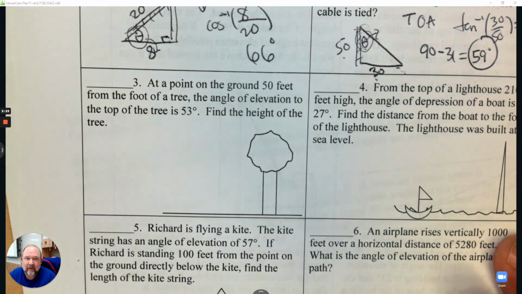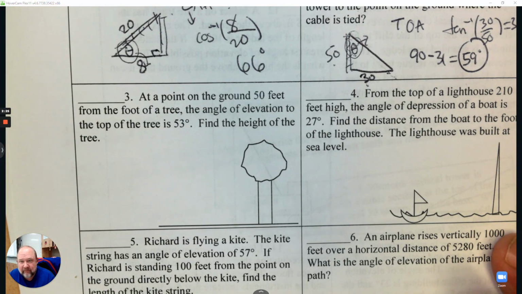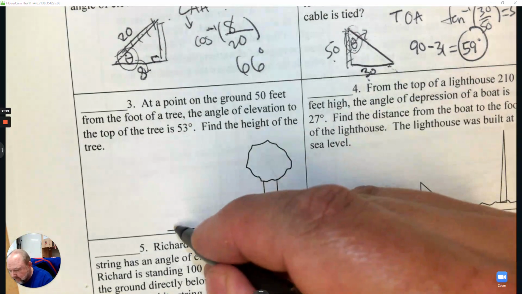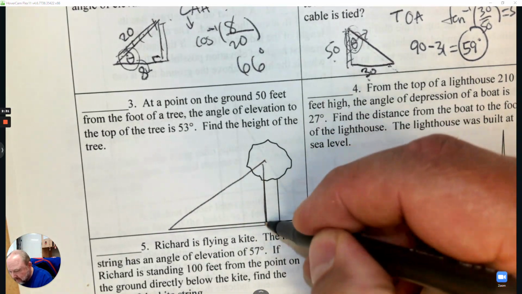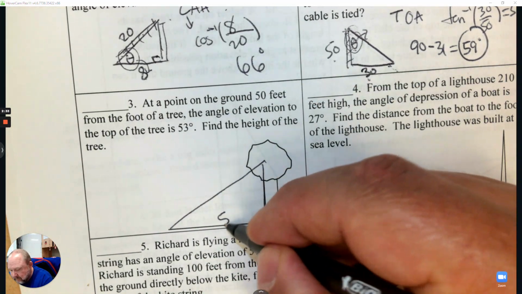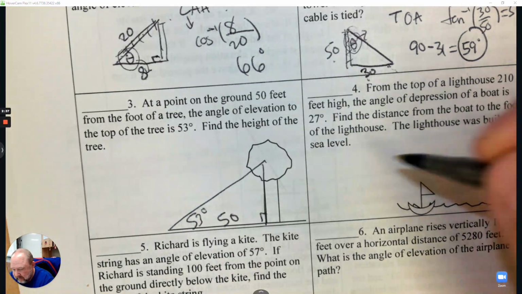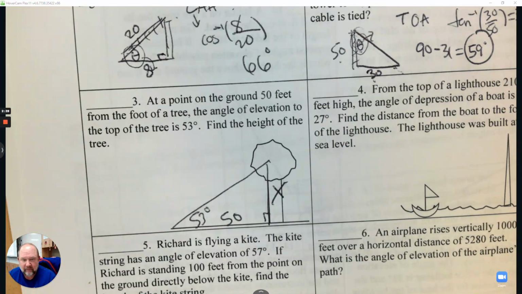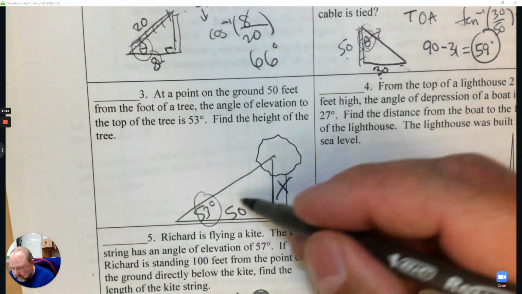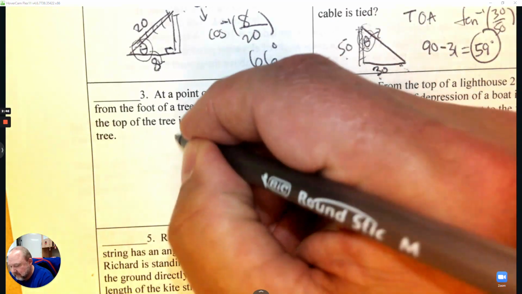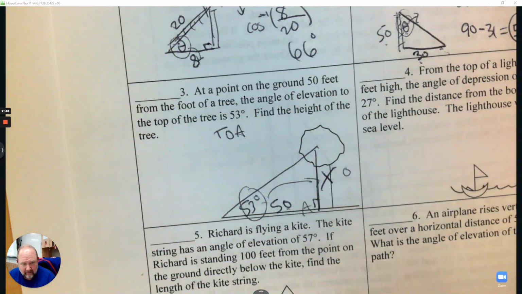Number 3, a point on the ground 50 feet from the foot of a tree. The angle of elevation to the top of the tree, and so here's my right triangle. So down here at the bottom I know is 50. The angle up to the top is 53, and I want to know how tall that tree is. So I circle the angle. This is opposite and adjacent. And then I set up an equation.